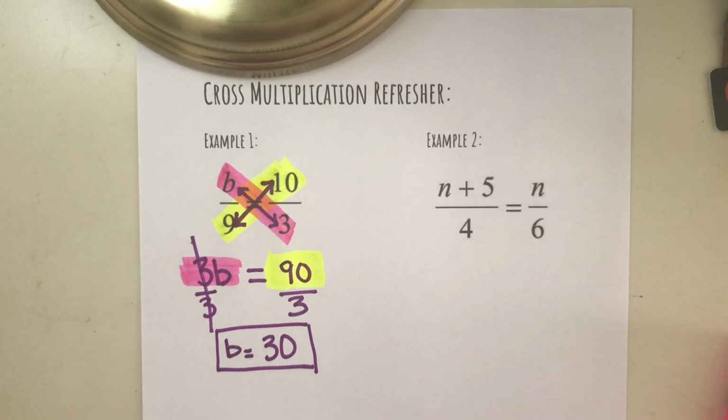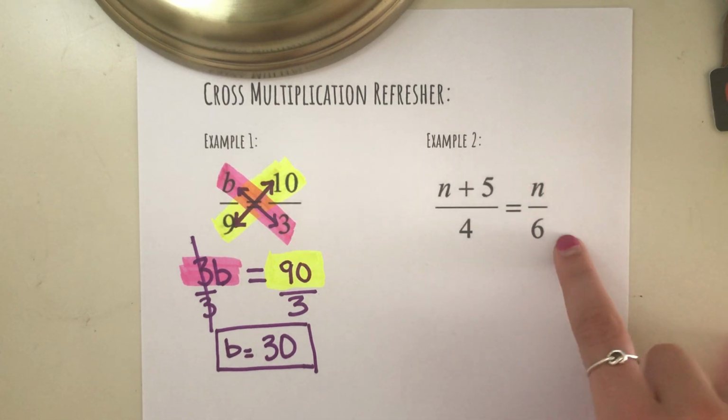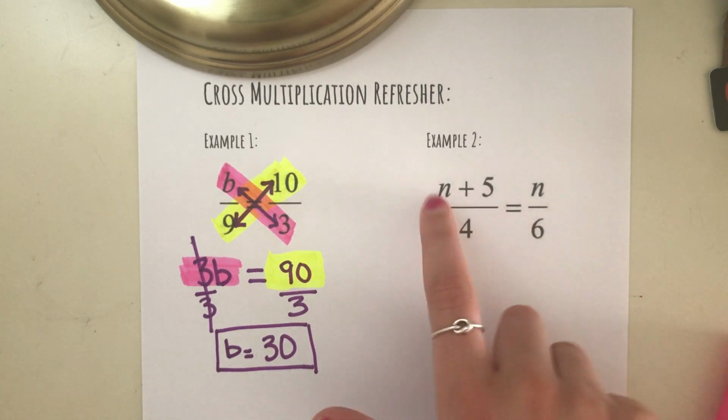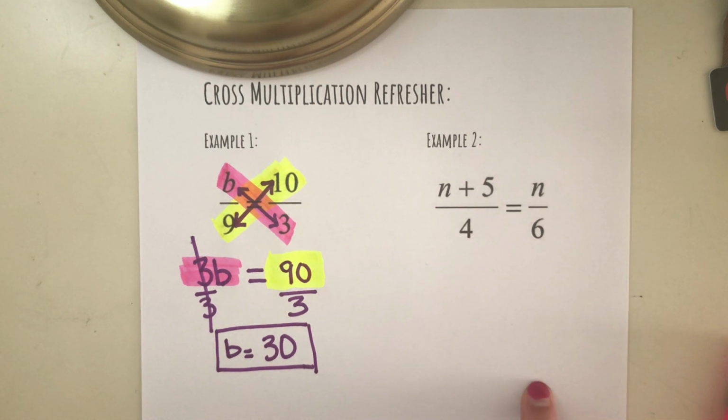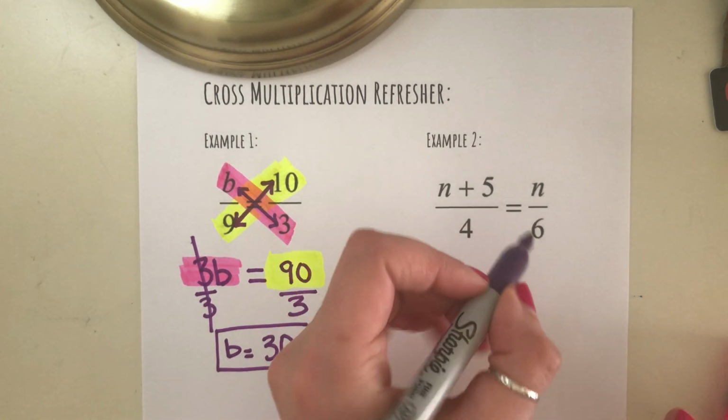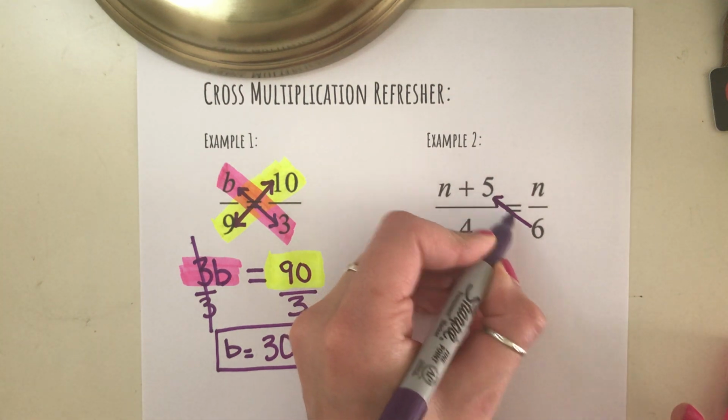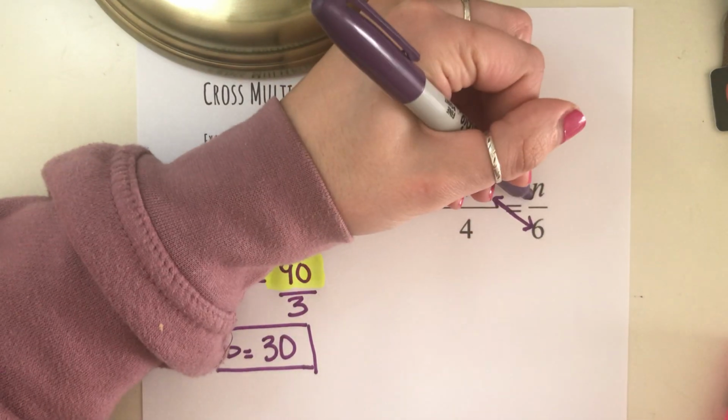Now example 2 is a little bit more complicated because here we have monomials, but then n plus 5 is a binomial, so there's two terms in it, so there's going to be a little bit of an added step. But again, I do my same method. I'm going to draw my two arrows crossing each other.